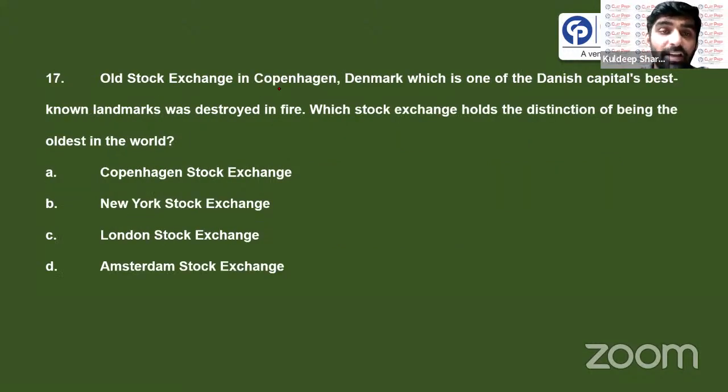Next, the Old Stock Exchange in Copenhagen, Denmark, one of the Danish capital's best known landmarks, was destroyed in fire. So again, a fact has also been introduced here. Remember, you should know this also, where this fire has taken place. So it took place in Copenhagen. Now the question is, which stock exchange holds the distinction of being the oldest in the world? Was it the Copenhagen Stock Exchange? Was it the New York, London or Amsterdam? So it's not Copenhagen, but it's the Amsterdam Stock Exchange, which is the oldest stock exchange of the world.